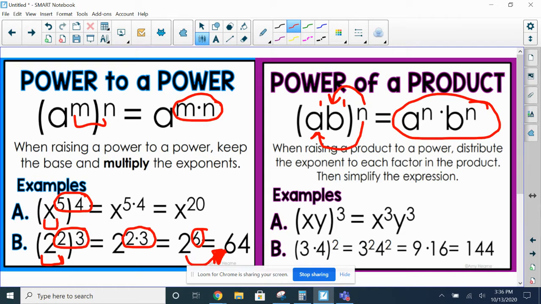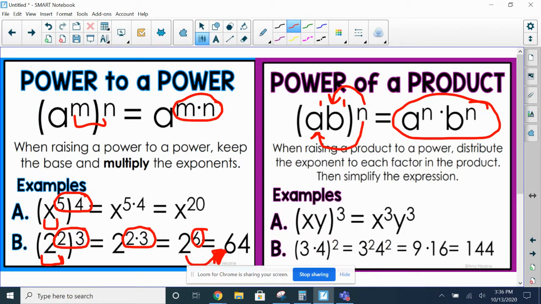All we're doing is the same thing. We're multiplying that power by the other. We're taking the power we have and raising it to a power. The only difference, we have more than one base, so we had to distribute that power to everything inside of the parentheses.